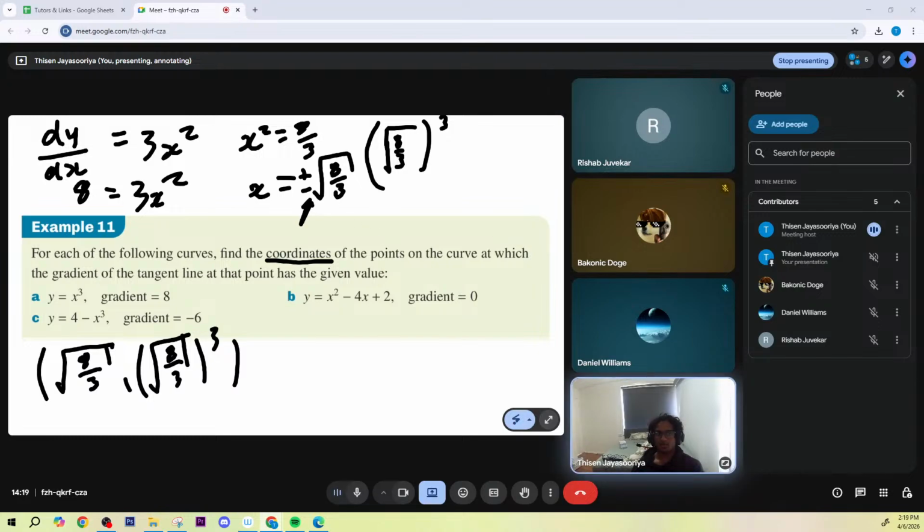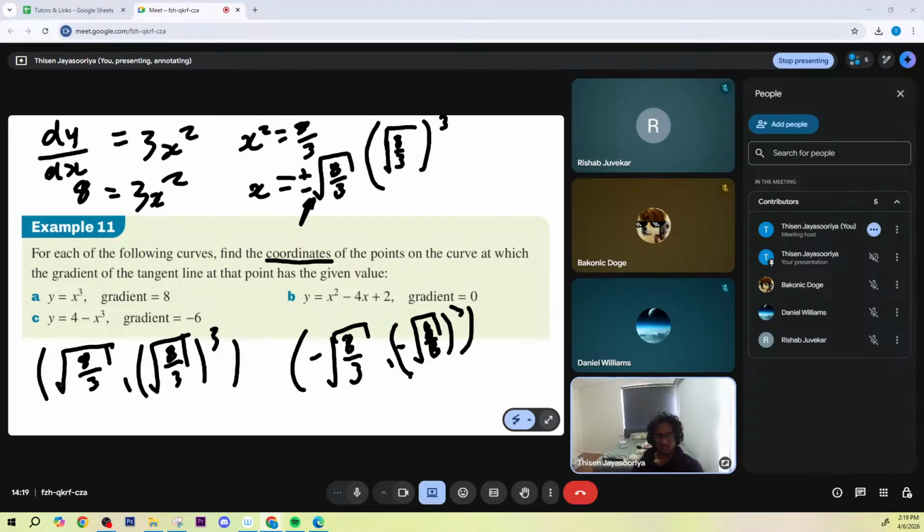If you wanted to give the other coordinate as well, you'd have to do a minus as well. So here you'd have minus root 8 over 3, comma, minus root 8 over 3 all cubed. Any questions about that? No. What about you, Joe and Daniel?